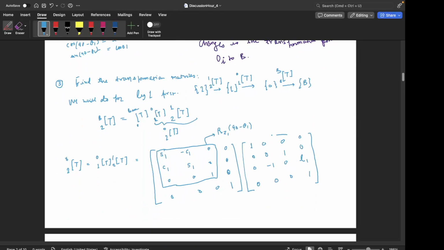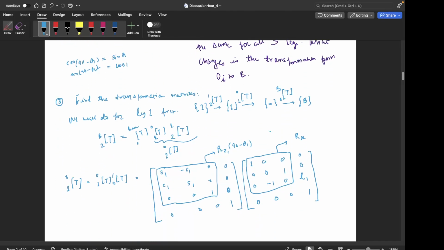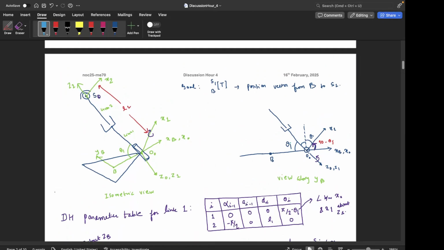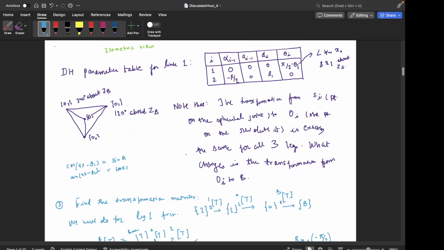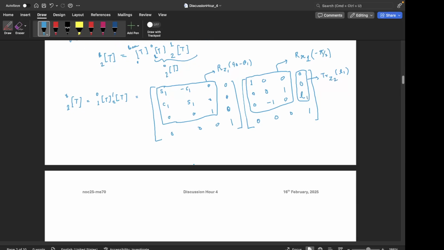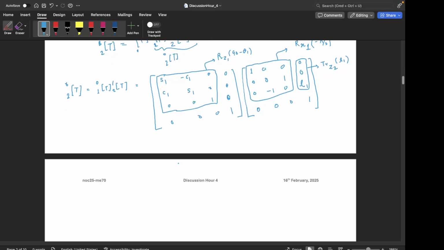Okay, so what is this? This is the rotation matrix corresponding to the twist angle, so this is rotation about x1 by an angle of minus pi by 2, right, and this part is translation along z2 by a distance L1, right. So let's multiply these two. Any doubts here? Because understanding this is important, because this process will be repeated.